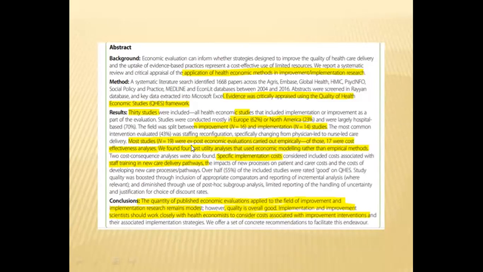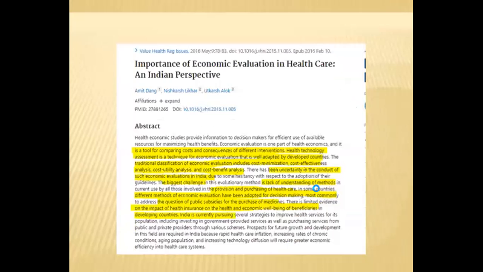Most studies were ex post economic evaluations carried out empirically, and 17 were cost effectiveness analyses. Four were cost utility analyses that used economic modeling rather than empirical methods. The quantity of published economic evaluations applied to the field of improvement and implementation research remains modest; however, the quality is overall good. Implementation and improvement scientists should work closely with health economists to consider costs associated with improvement interventions.